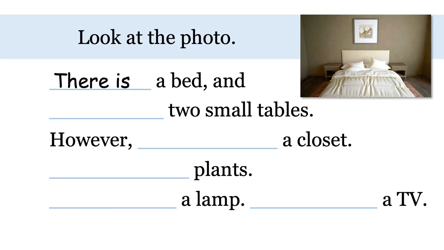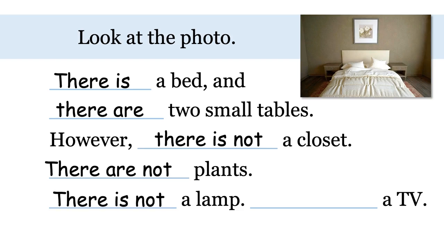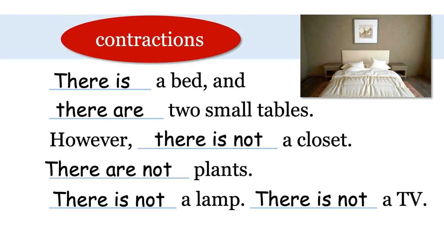There is a bed, and there are 2 small tables. However, there is not a closet. There are not plants. There is not a lamp. There is not a TV. Okay? Okay, now let's try with contractions.